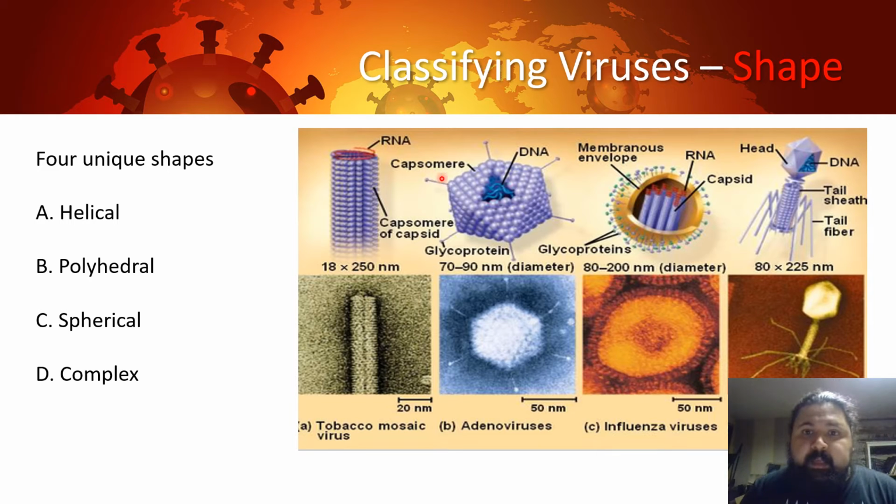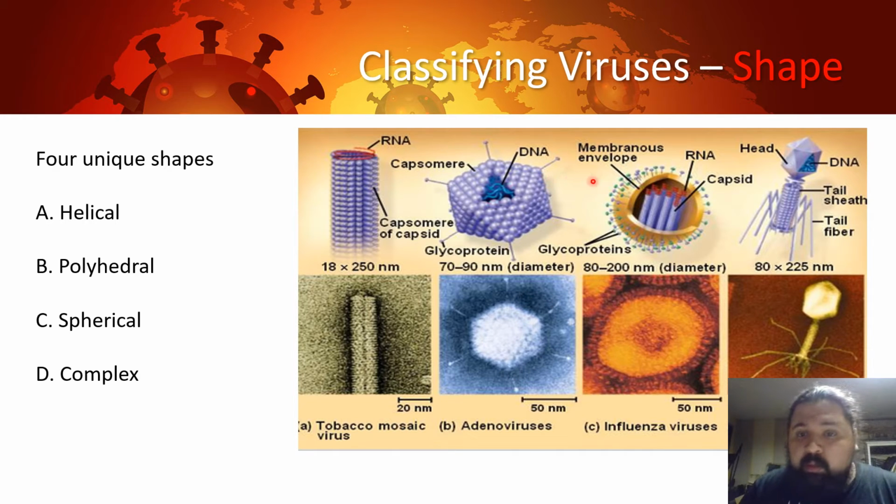The second is a polyhedral or isohedral shape. You can see here that they have 20 triangular faces. They're all equilateral to each other. An example of that would be adenovirus, right?